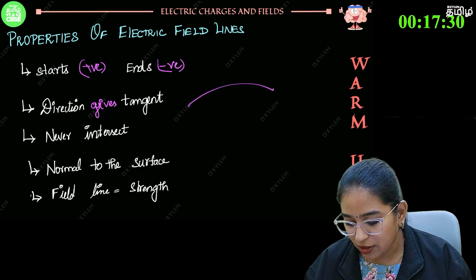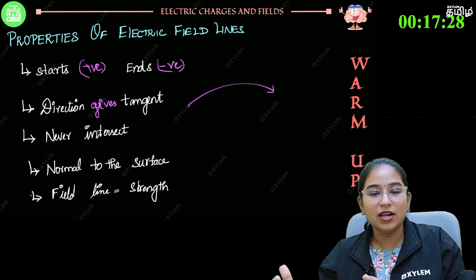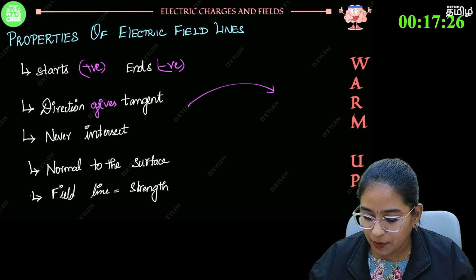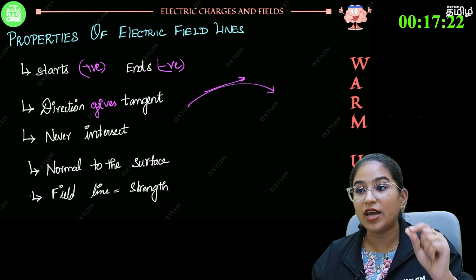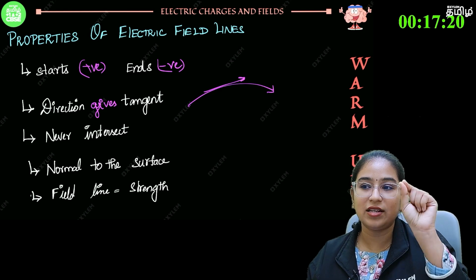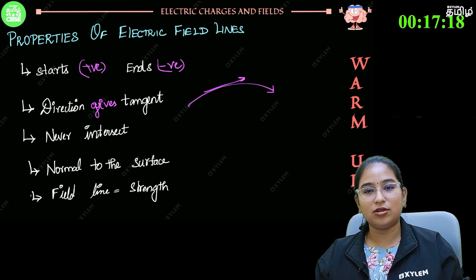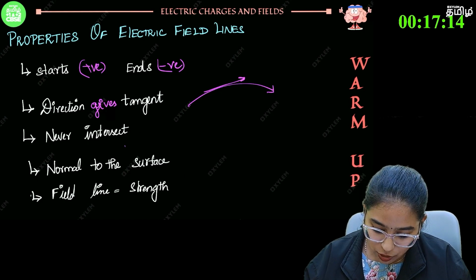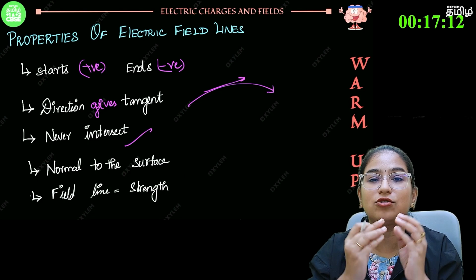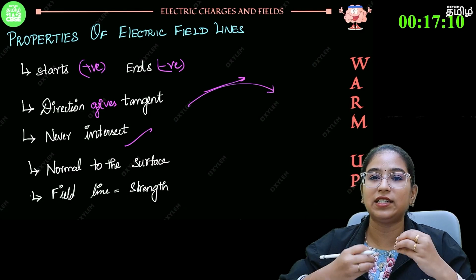So people know there might be curved field lines. While plotting a tangent to a field line, we can know where it is heading. So drawing a tangent to the field lines gives you the direction of the field. And the next property is that two or more field lines cannot intersect each other.